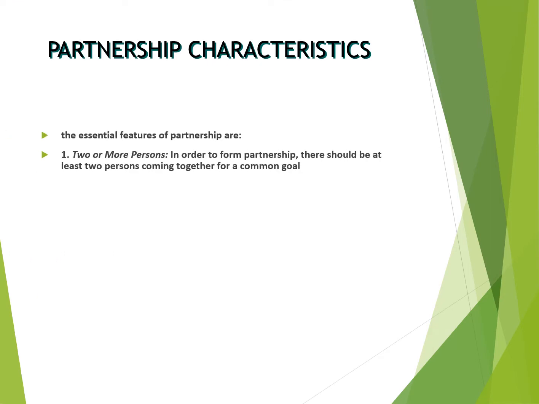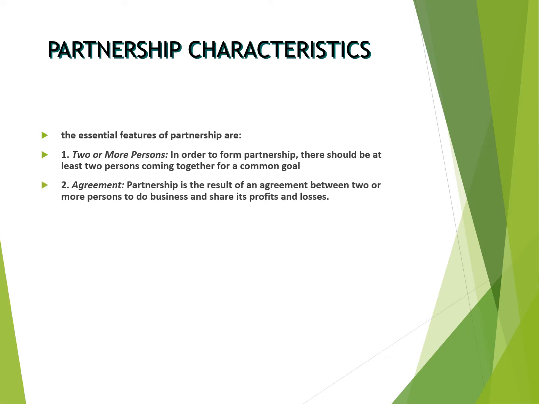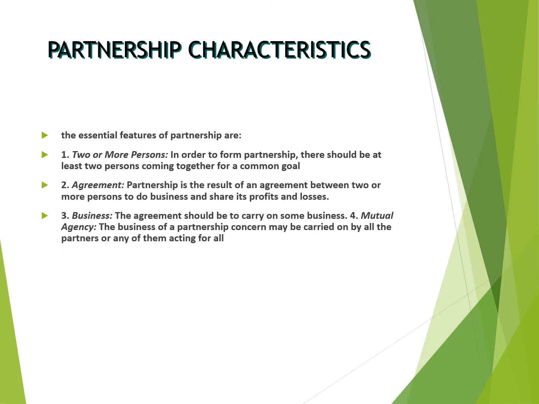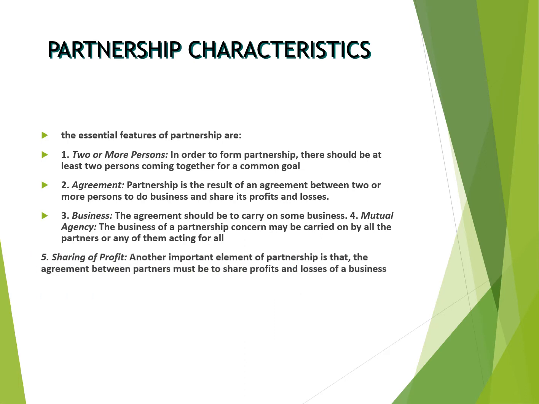Partnership characteristics. There are certain features of partnership. Here there are two or more persons. They are working for a common goal, and there is an agreement between them to do the business, to share the profit and to do all activity. There must be a business and the sharing of profit. It may be agreed, or in absence of a partnership deed, this will be shared equally between all the partners.